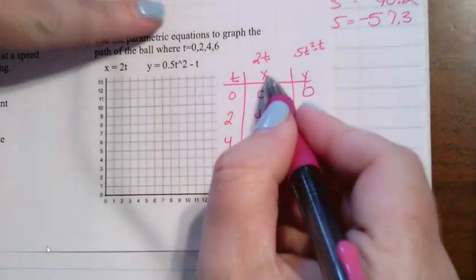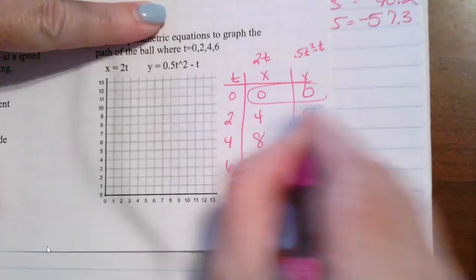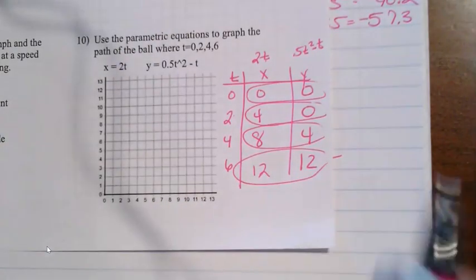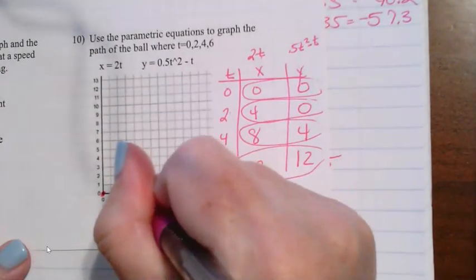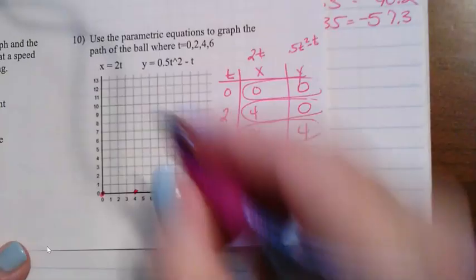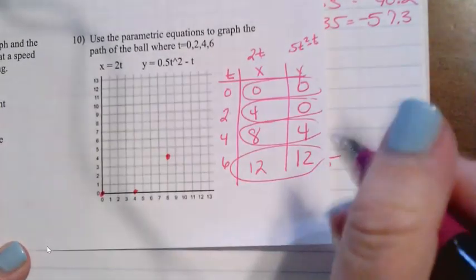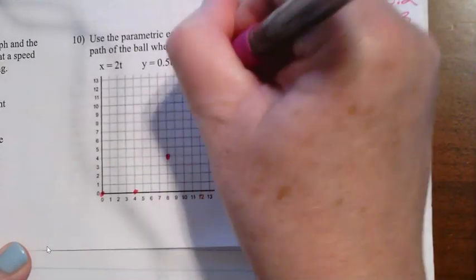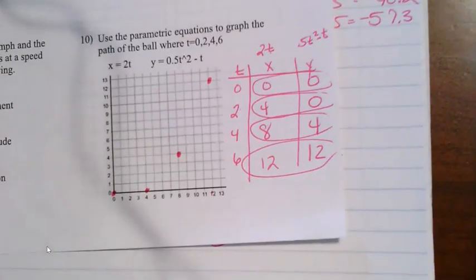So the ordered pairs I am going to graph are these guys. Okay, 0, 0, 4, 0, 8, 4, 12, 12. Okay, and that's all you're doing for that one.